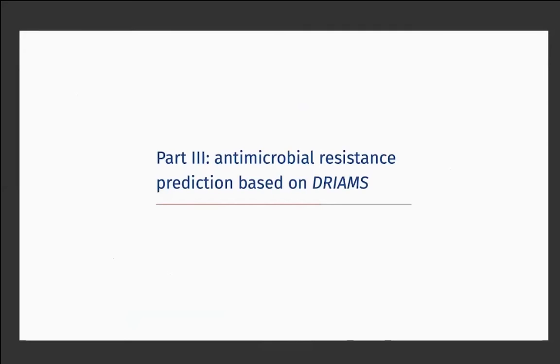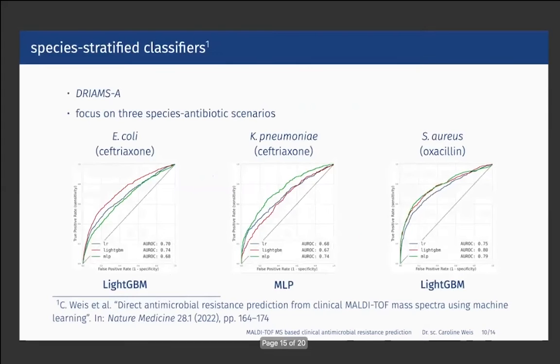And next, we look at some results that are based on DRIAMS. In order to establish a machine learning baseline on DRIAMS, we apply 3 machine learning models for antimicrobial resistance prediction. For this analysis, we focus on data from the largest site, DRIAMS A. Based on results that are included in the paper this is based on, but omitted in this talk, we decided to use species stratified data sets and predict a single antibiotic phenotype at a time.